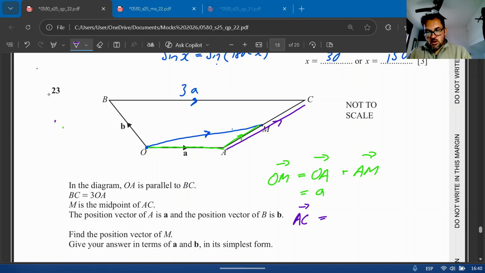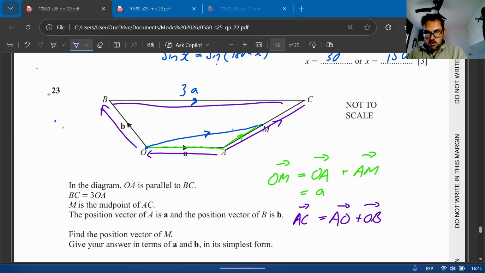Don't know what AC is, so we're going to follow a path that we do know. So AC would be AO plus OB, and then this one, BC. That's what vectors are, right? It doesn't matter what path you follow, you should end up with the same vector. So AC going from there to there, yeah. You just end up in the same place. It's the same vector. That's how special vectors are, right?